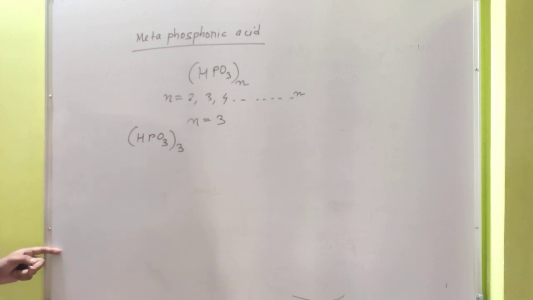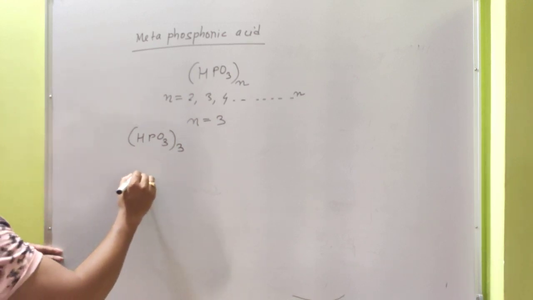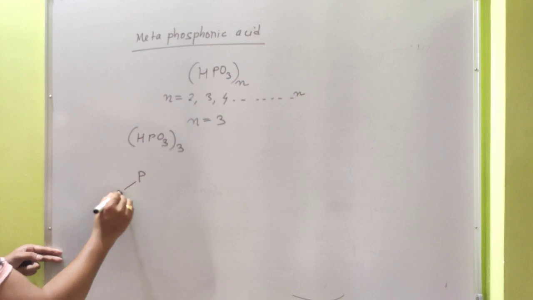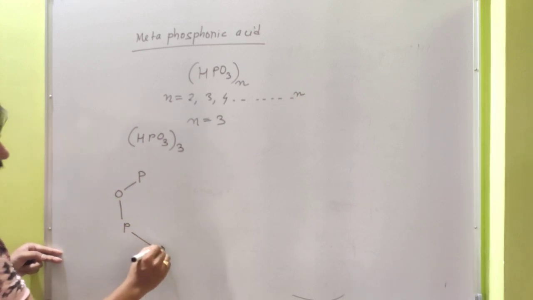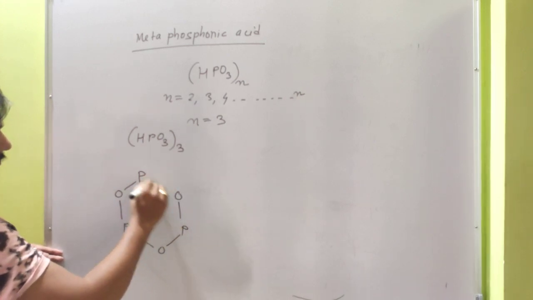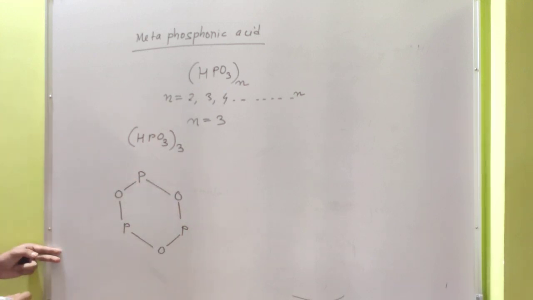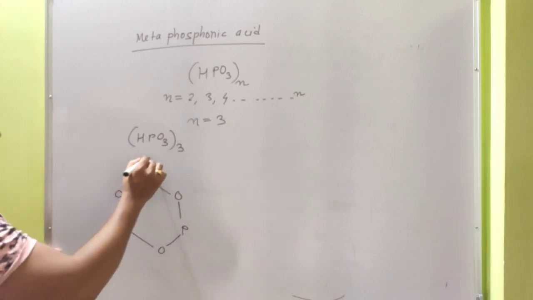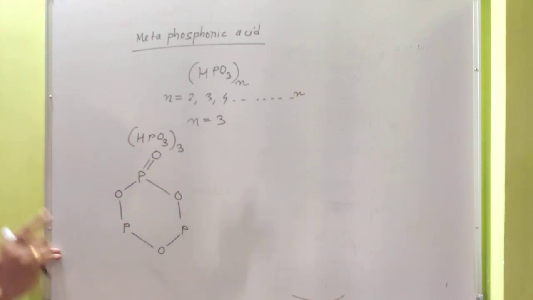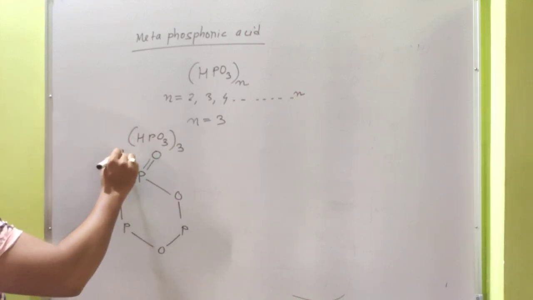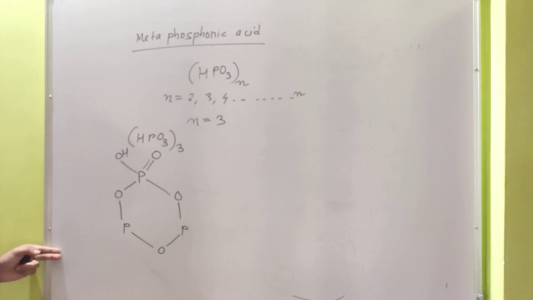What is the structure of this compound? Very simple. P, O, P, 6-membered ring. Okay, in oxoacids of phosphorus, at least one double bonded oxygen and at least one OH bond must be present.